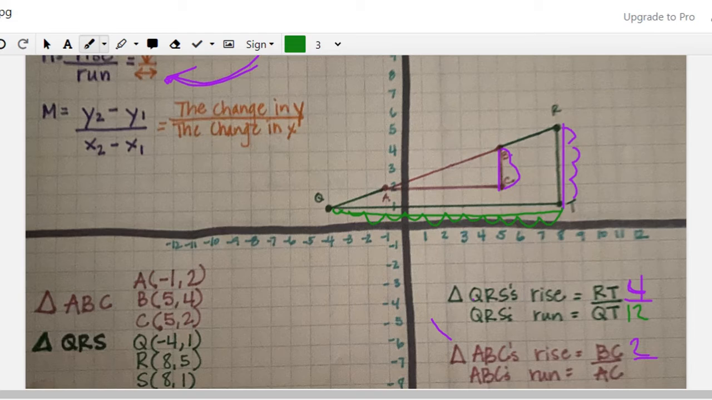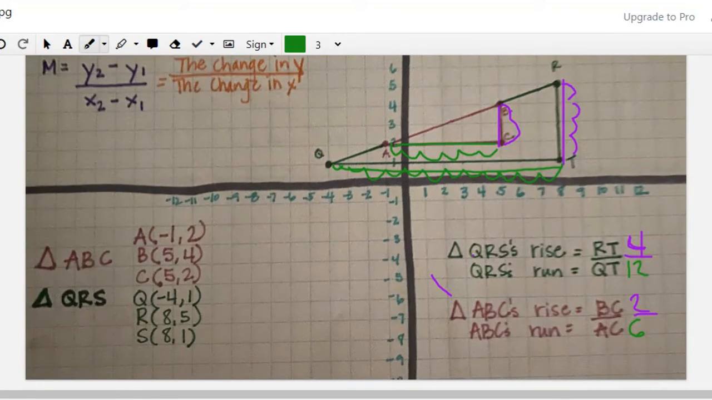And then ABC's run is AC. We'll start that by counting 1, 2, 3, 4, 5, 6. So 2 over 6. All right, so these aren't the same slope, right? By looking at it, 4 over 12 is not the same as 2 over 6. But what happens if I come over here, we have some space, 4 over 12 is equal to 2 over 6.